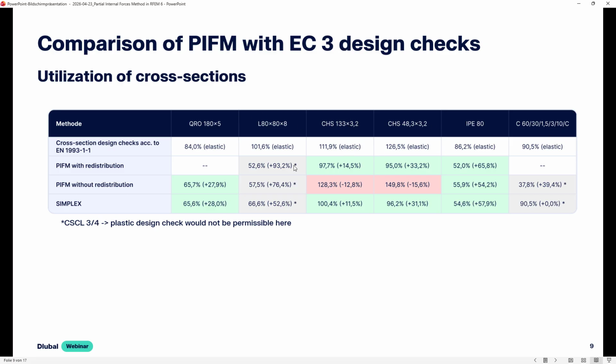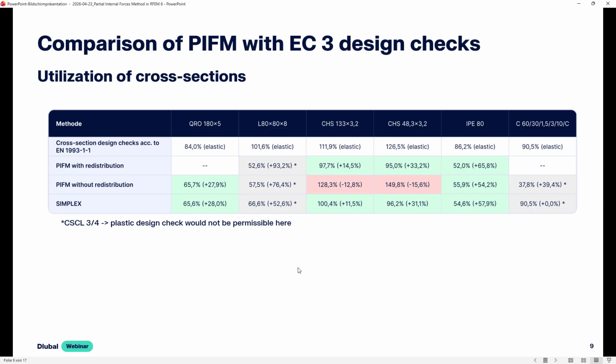What has also to be mentioned is that for the angle profile and the C profile, of course, I can do the plastic design, but according to the standard, as I already mentioned, it would not be permitted because here we are not in cross-section class 1 and 2, so we are not allowed to do the plastic design. That means that for the angle profile and for the C profile, you would have to keep going with the EC3 design checks.